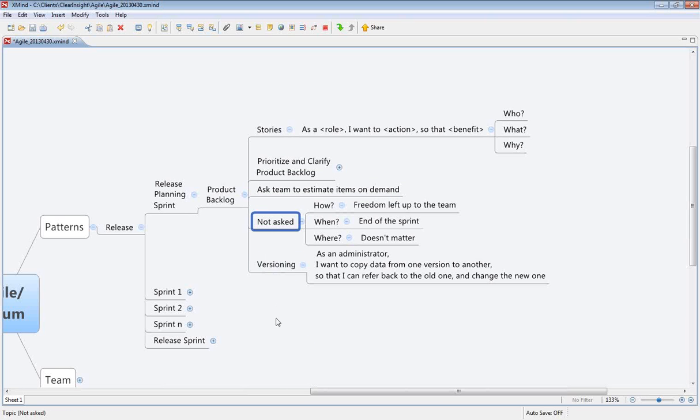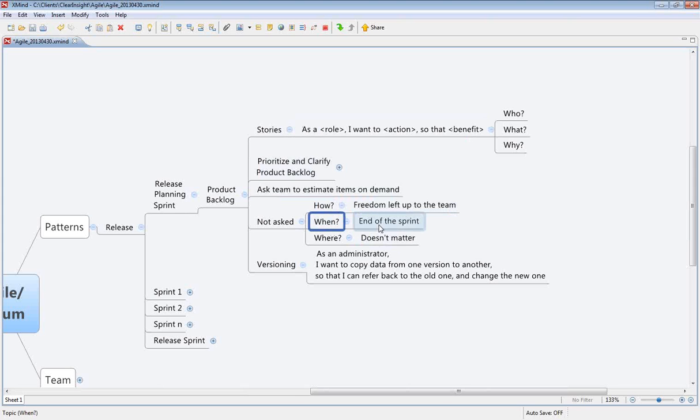Things that we don't ask. How are we going to do this? We don't really worry about that right now. Freedom is left up to the team. We articulate the story, and once as a team we agree that the story can get done, to a certain point we leave the how up to the team.